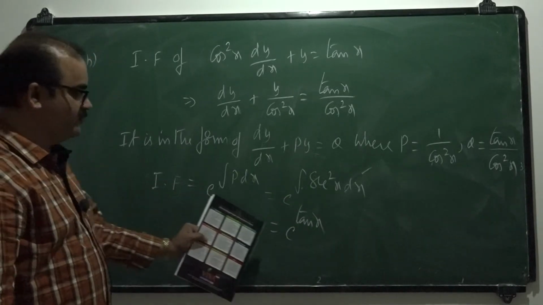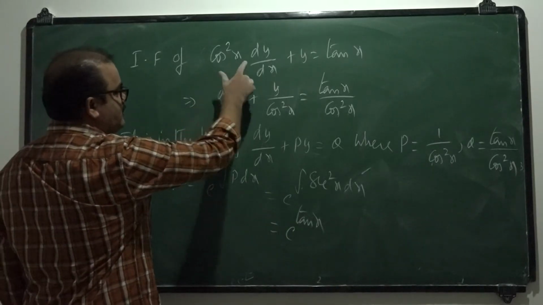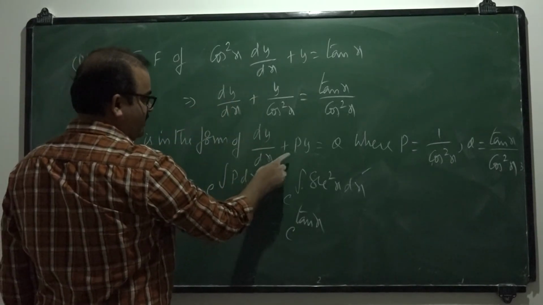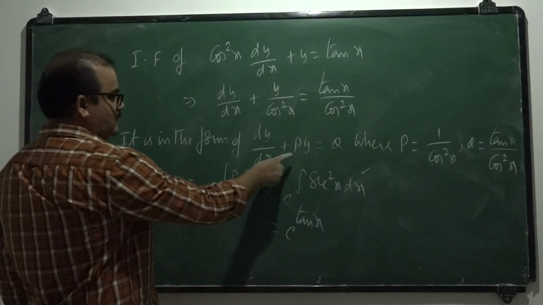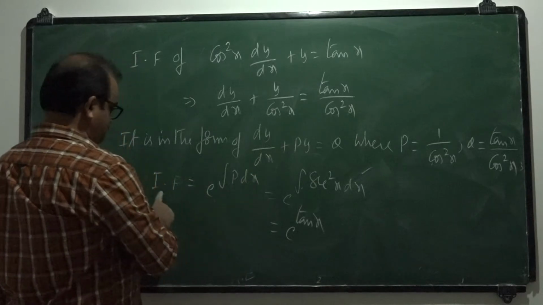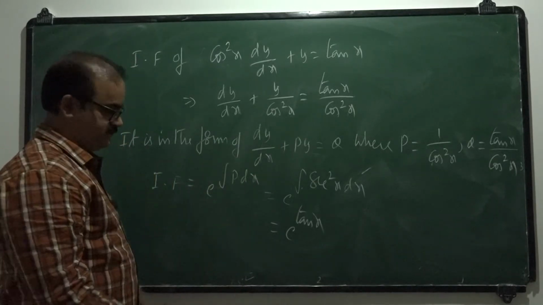It is simple to find the integrating factor. You reduce the given equation into this form, dy by dx plus p into y is equal to q. Take p value, then integrating factor is e power integral p into dx.